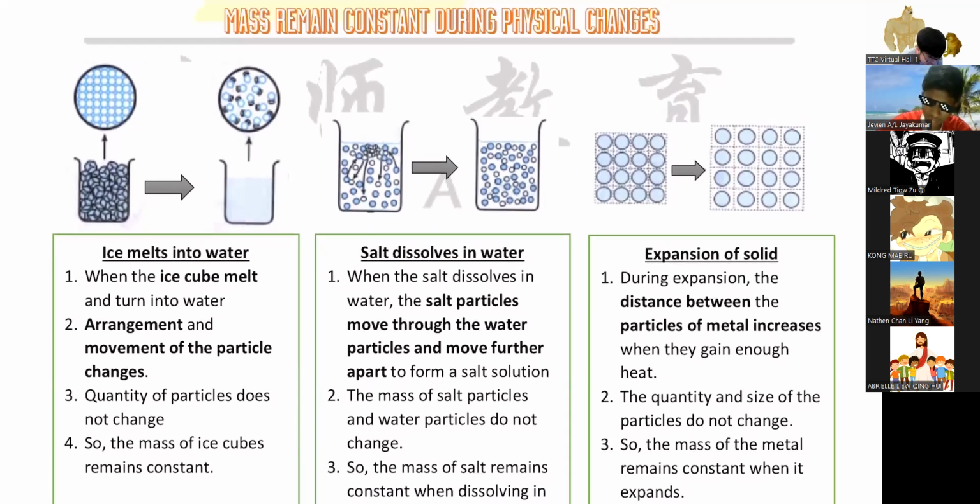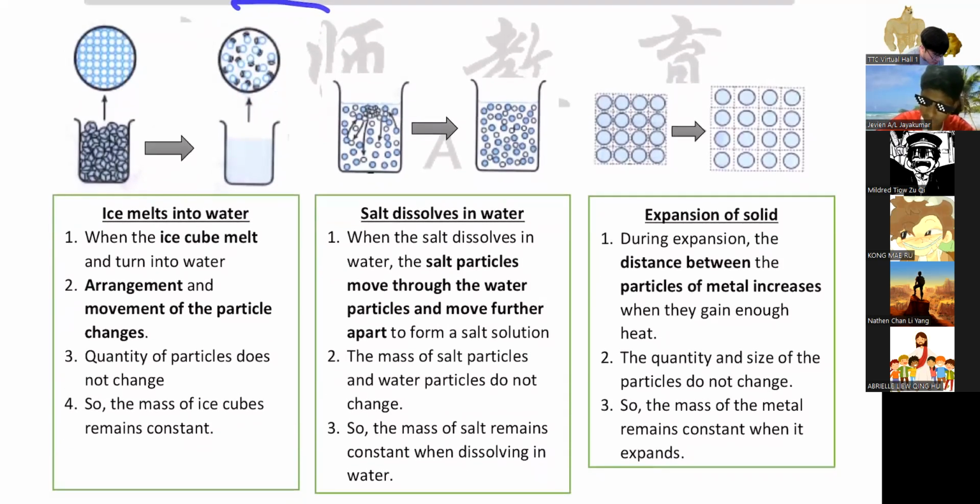All right, moving on. So let's go to our mass remains constant. Ice melts into water. This is a very simple concept. If you start with 100 grams of ice, you will get 100 grams of water. You don't add water. You can't create atoms. So that's the thing.